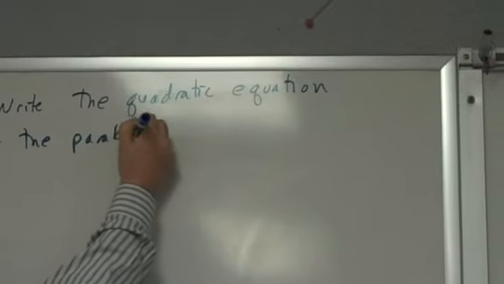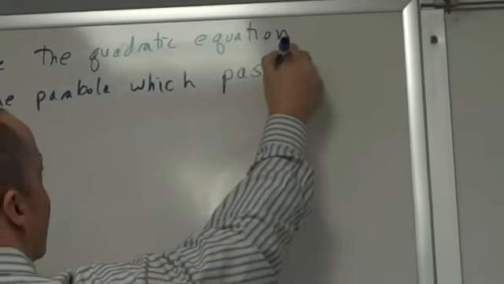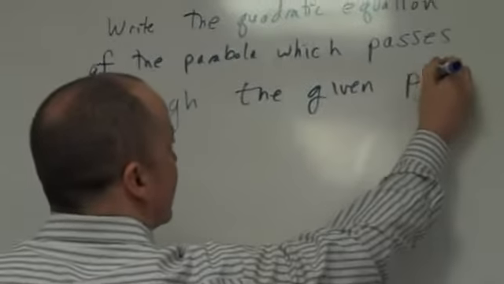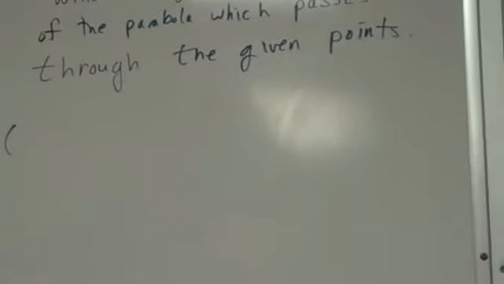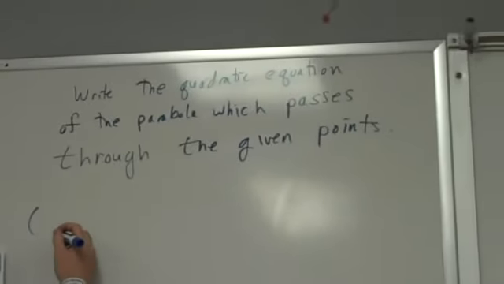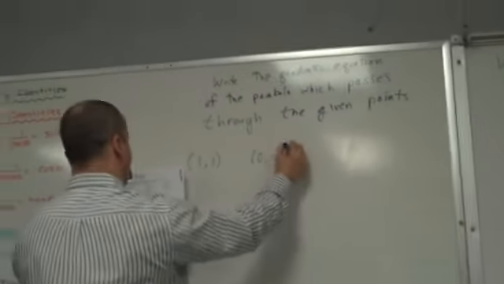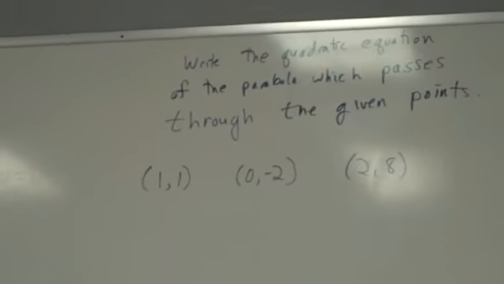of the parabola that passes through the given points. Is that better, Jordan? Yeah. Okay? And I'll pick the points from this example so that hopefully the numbers won't be too ugly. (1, 1), (0, -2), (2, 8). Yes, this is the one that gets you a three-dimensional linear system.